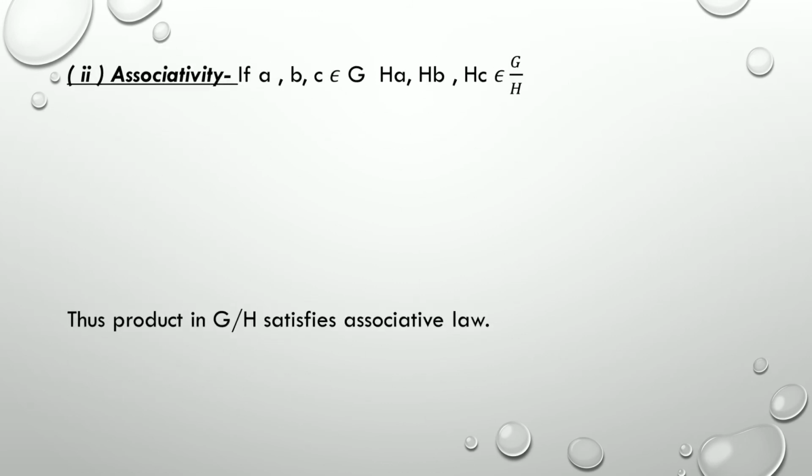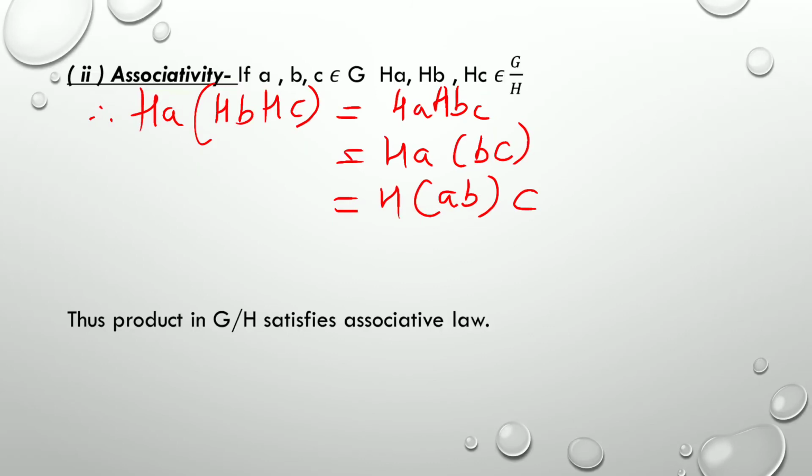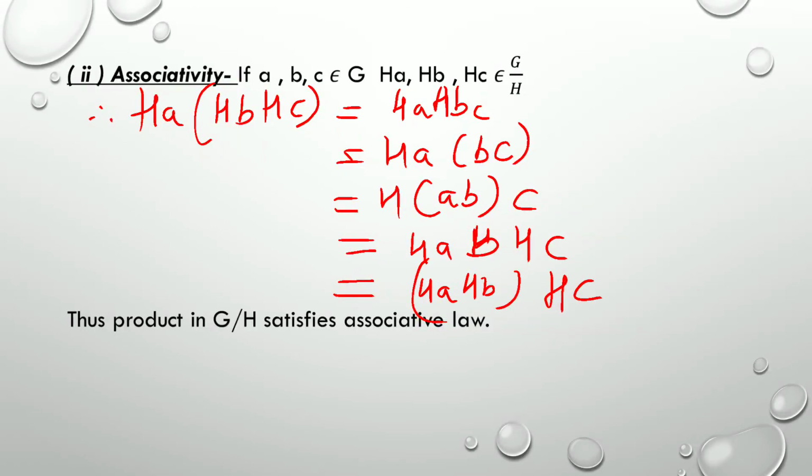Now, the second property, associativity. If a, b, c belong to G, then Ha, Hb, Hc belong to G over H. So Ha(HbHc) is equal to Ha(Hbc), which is equal to H(a(bc)), which is equal to H((ab)c), which is equal to Hab Hc, which is equal to (HaHb)Hc. Thus the product in G over H satisfies the associative law.